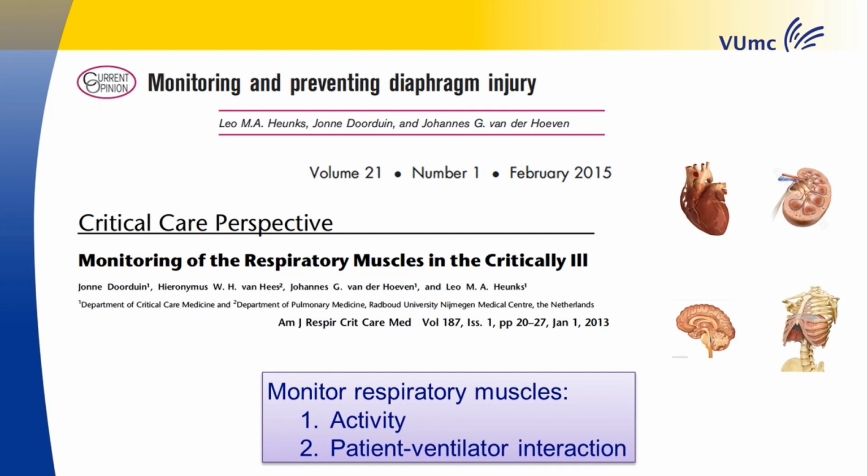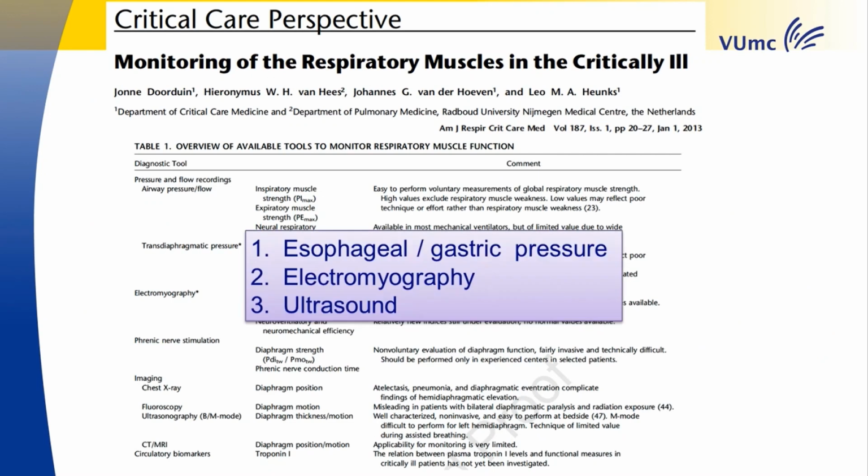But it's not that easy, because I guess most of you won't measure the effort by the respiratory muscles. The normal ventilator doesn't give you a clue. So we have to find a way to monitor activity of the diaphragm. And I think there are several techniques available, and I'll briefly discuss 3 of those: the esophageal pressure, EMG, and the ultrasound.